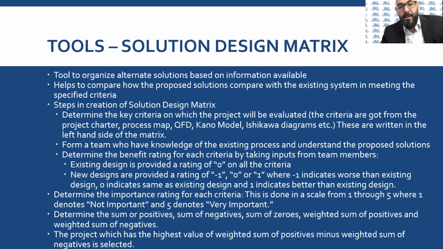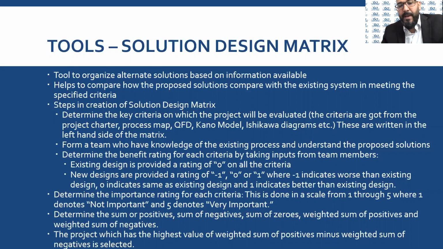And then the next step would be to determine the importance rating. So you say, okay, we have listed all these features, but we don't know what is important. So you bring the team and say, okay, on a scale of 1 to 5, 1 being not important, 5 being very important, how would you rate that you need a faster car, based on 1 to 5? And then your team will give the importance.